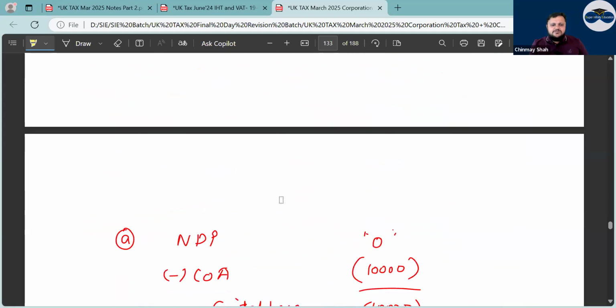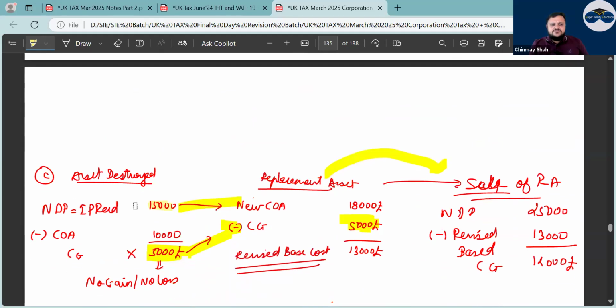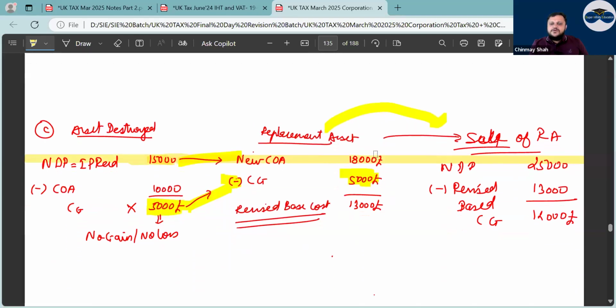Have a look. This is better understood through a question. You got insurance proceeds of 15,000 on an asset destroyed, correct? And you reinvested the full 15,000, plus an additional 3,000, so 18,000 investment. In that case, a capital gain of 5,000 would have arisen, but no capital gain implication will apply. This capital gain is deferred and deducted from the new cost of acquisition, and as the revised base cost you will get 13,000. This 13,000 will be the revised base cost whenever this asset is sold, right? It will have a capital gain of 12,000.